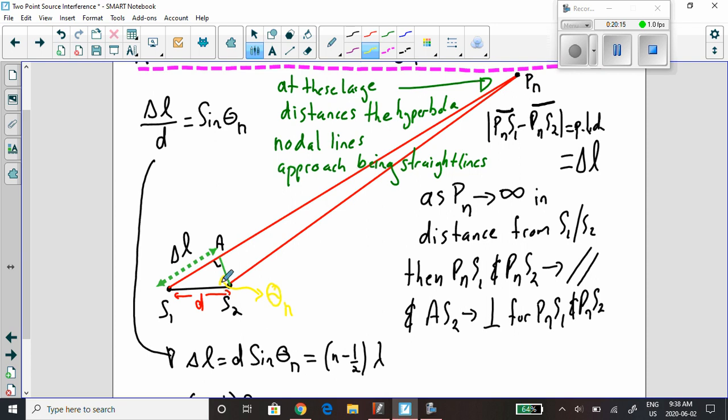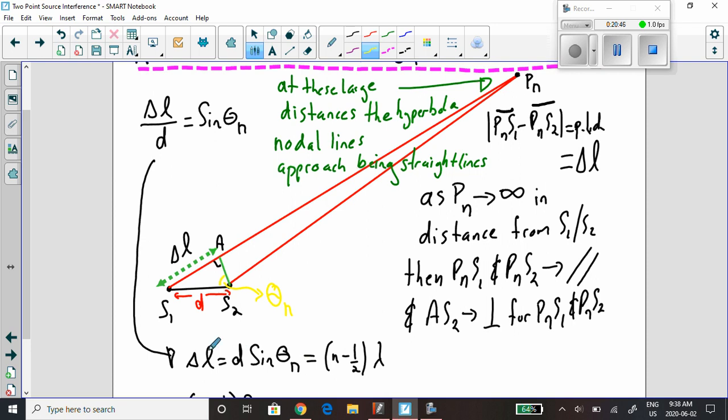And if I take a look at this, opposite over hypotenuse, because I've got a 90 degree angle in here, so my D becomes the hypotenuse. Opposite over hypotenuse becomes delta L over D, and it would equal sine of theta n. So now I'm going to rearrange this, and I'm going to get delta L is equal to D sine theta n.